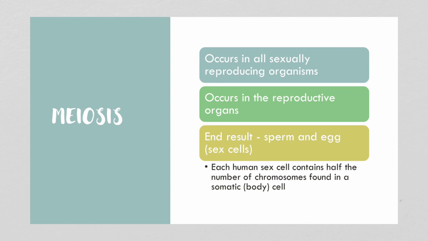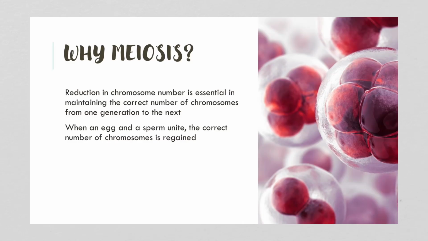And each human sex cell contains half the number of chromosomes found in a somatic or body cell. So instead of having 46 chromosomes, they have 23 chromosomes. So you might question, why do we have meiosis in the first place? Well, we have to reduce the chromosome number to be able to retain the right number of chromosomes in the next generation of the offspring. So when an egg and a sperm unite, the correct number of chromosomes is regained, 46, and then we've restored the right number of chromosomes for the next generation. And we've introduced more genetic diversity.